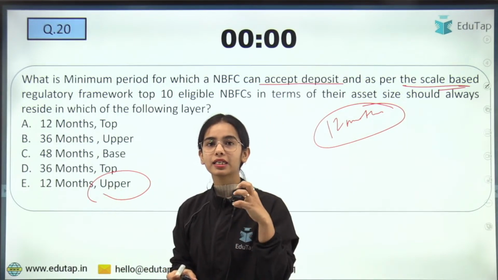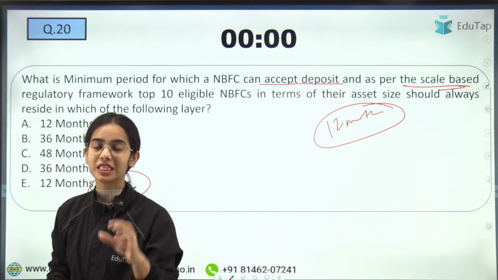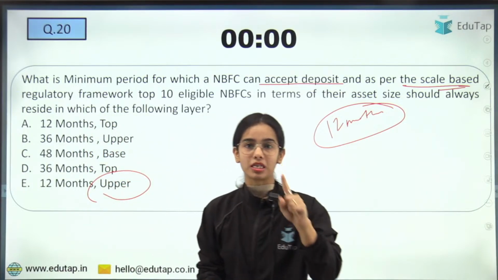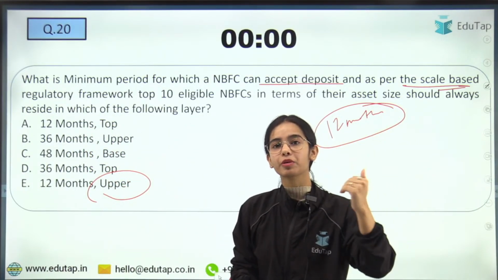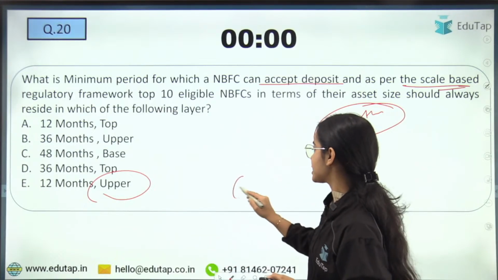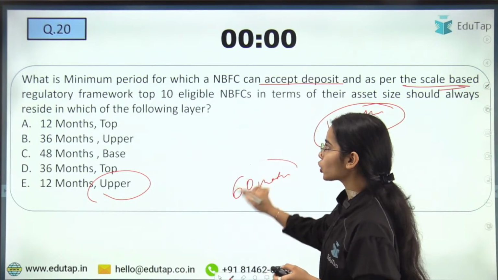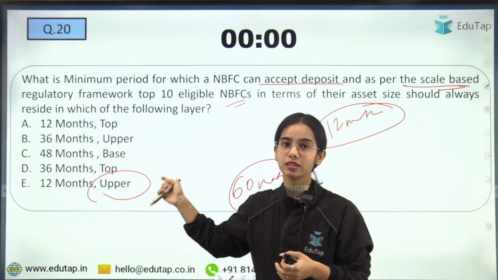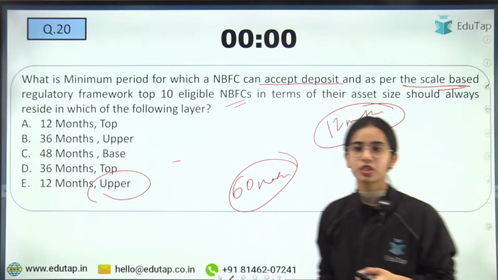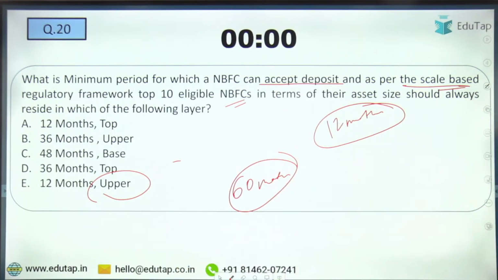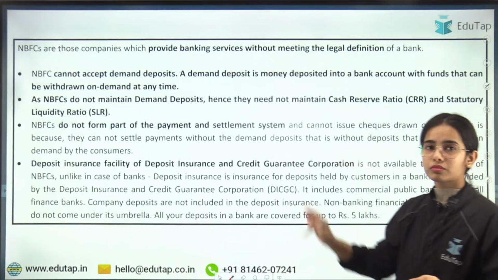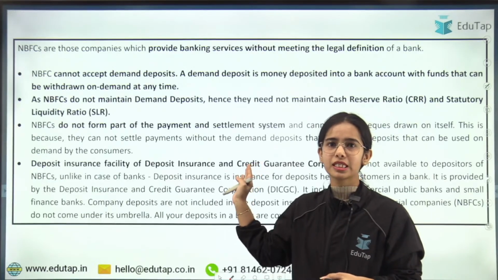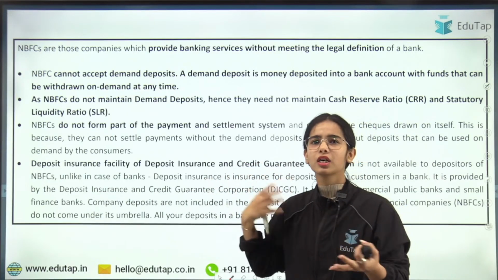So this is the idea that the minimum period for which a NBFC can accept the deposit is 12 months, and the maximum period for which the NBFC can accept the deposit is 60 months. Okay. And the top 10 eligible NBFCs in terms of their asset size should always reside in the upper layer. Okay. So this is the idea. So now just read about the NBFCs a little so that you have the idea of what the NBFCs are all about.